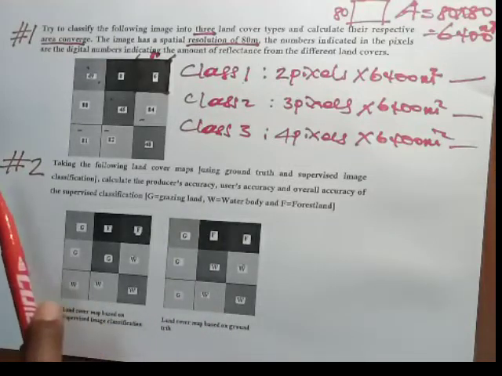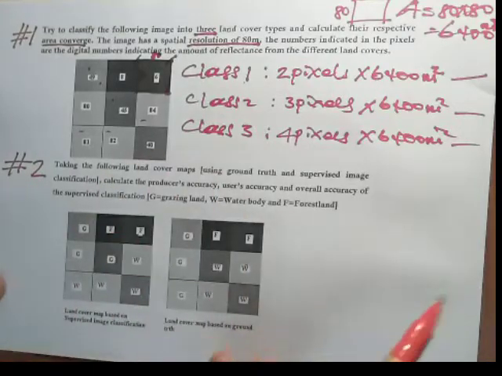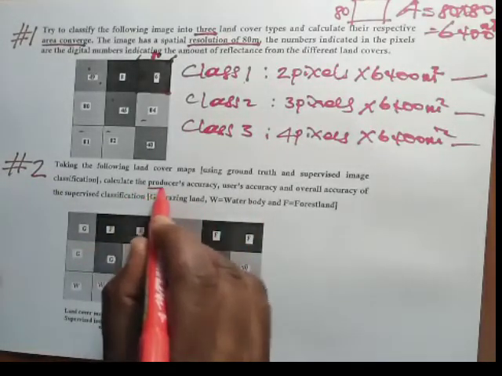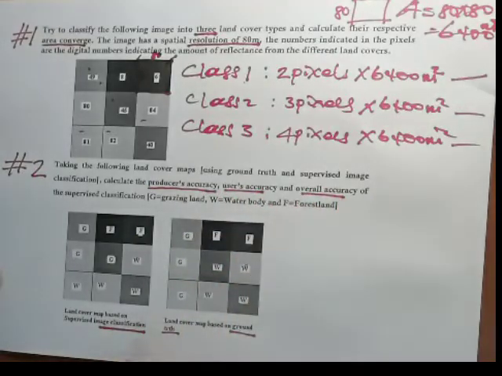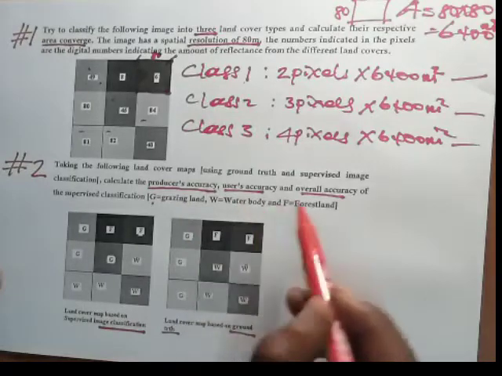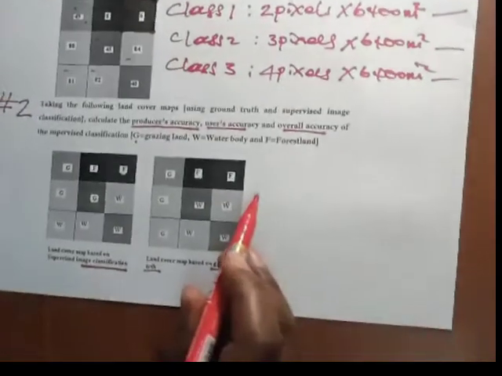So let's go to question number 2. So taking land cover maps, there are 2 land cover maps. This is a land cover map developed from classification, and this is a land cover map developed from field verification. That is ground truth map and classification map. By comparing these two, you are requested to calculate producer's accuracy, user's accuracy, and overall accuracy. So G refers to grazing land, W refers to water body, F refers to forest land. So compare these two and develop an error matrix.